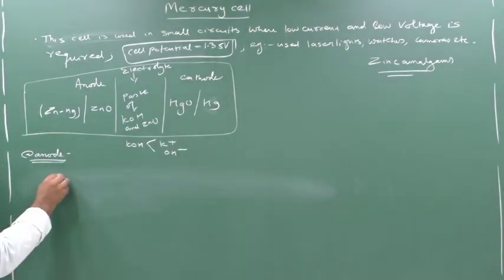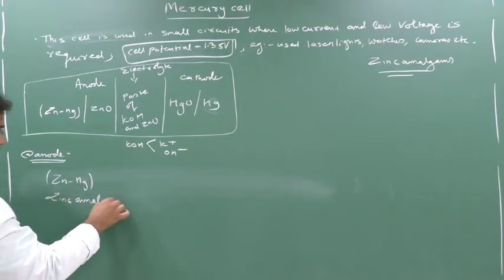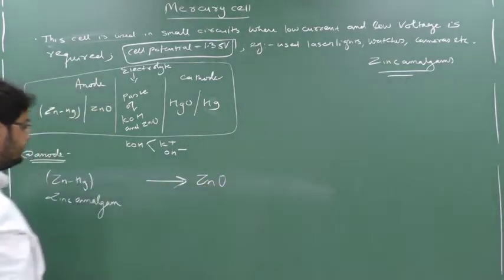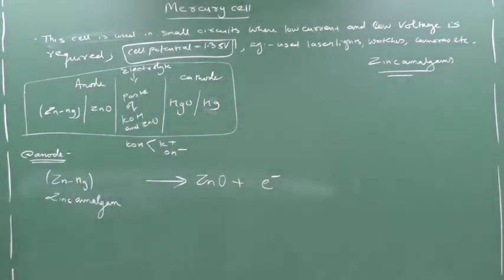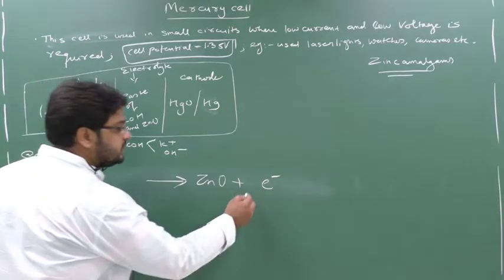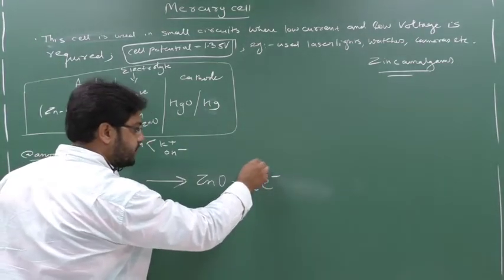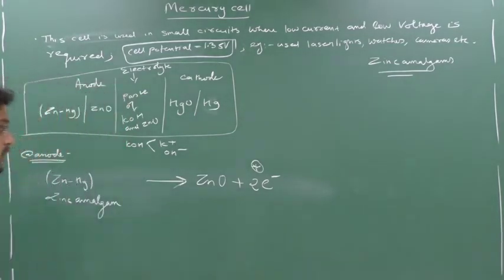Please focus on it. At anode I have zinc amalgam. It is converting into zinc oxide. Anode means loss of electron. Clear? Anode means loss of electron. Which medium? This is a basic medium. So you have to remember here how many electrons are required in this circuit. Please remember this: 2 electrons are required. So this is an important point. You have to remember this. How many electrons are required in this circuit? 2 electrons.